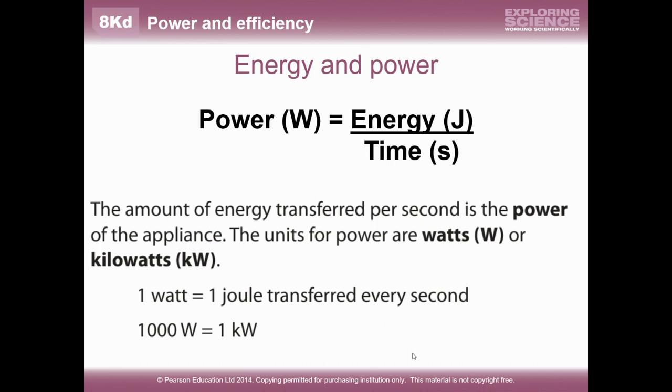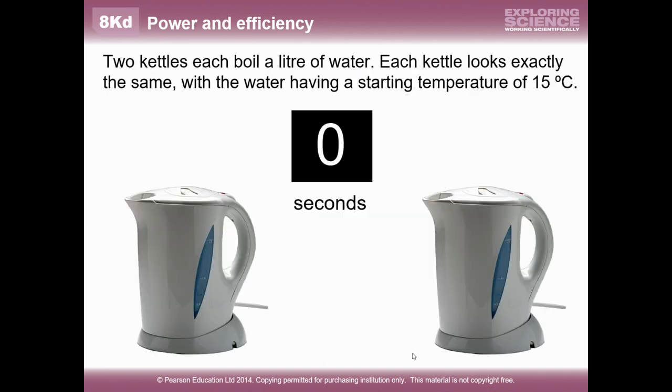Now, 1 watt, which is the units of power, is a very small number because 1 joule of energy is a very small amount of energy. And therefore, it's typical to express powers in values of kilowatts, where 1 kilowatt is 1,000 watts, or 1,000 joules transferred every second. Let's look at this example here.